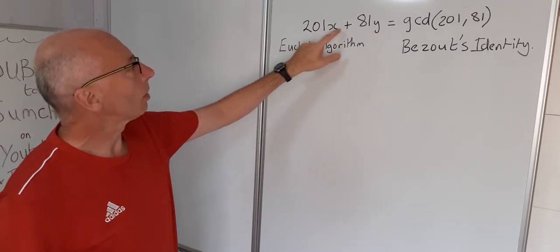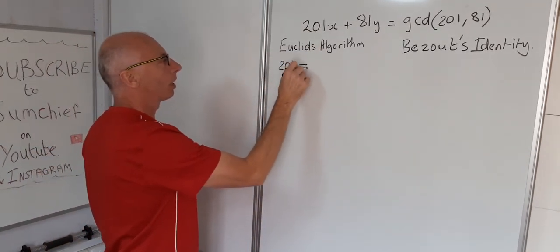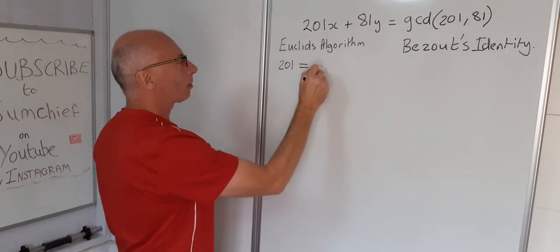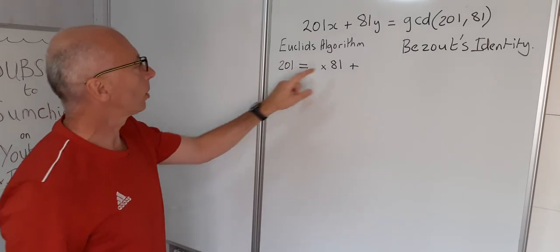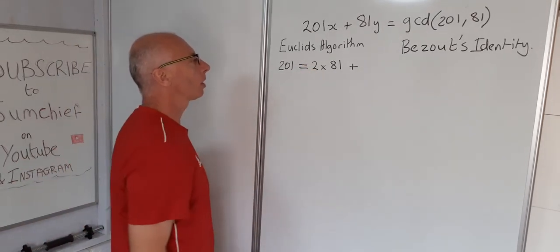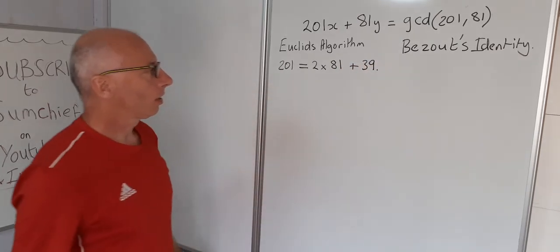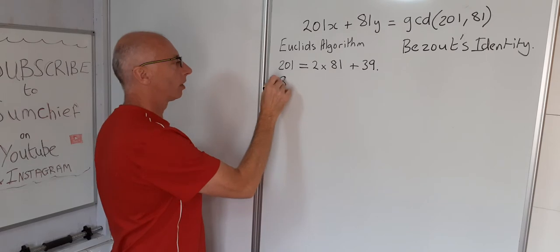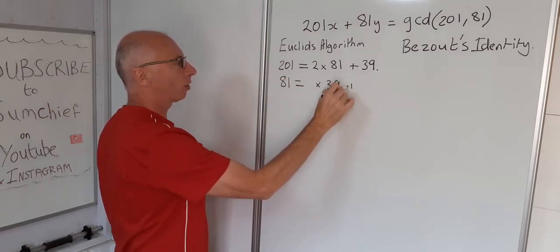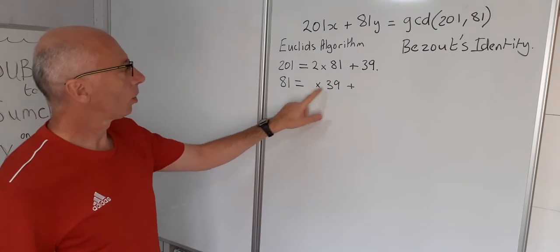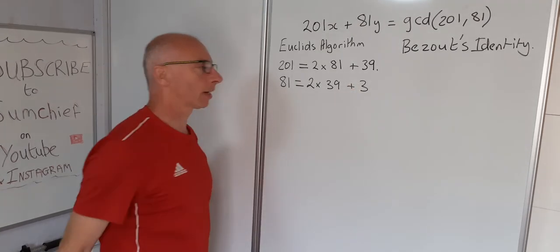But basically with Euclid's algorithm, we start off with the larger number, so that's 201. And that equals something times 81 plus a remainder. So 81 times 2 is 162, and that's going to leave us 39 left over. So now what we say is 81 equals something times 39 with another remainder. So two 39s are 78, so that leaves us with a remainder of 3.